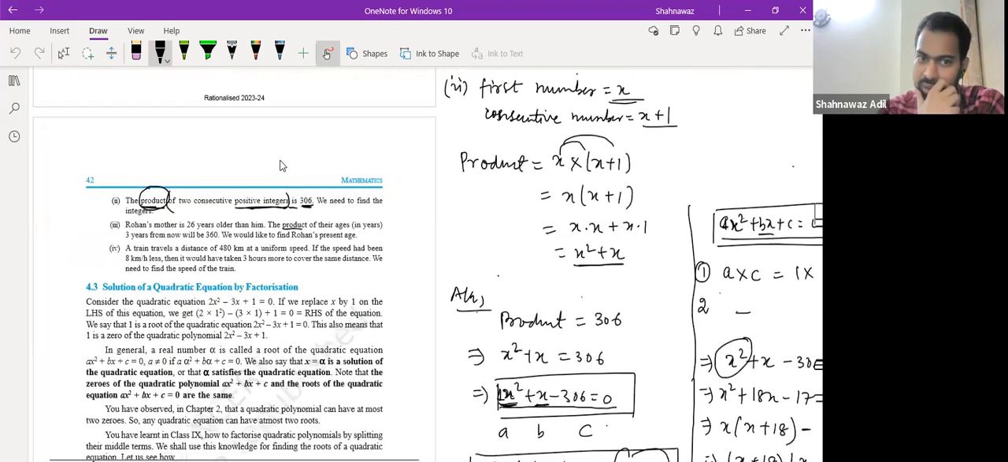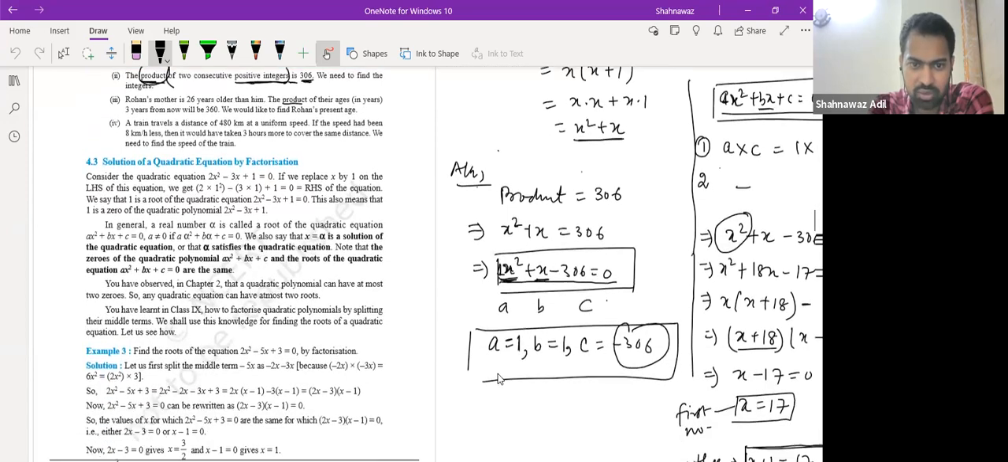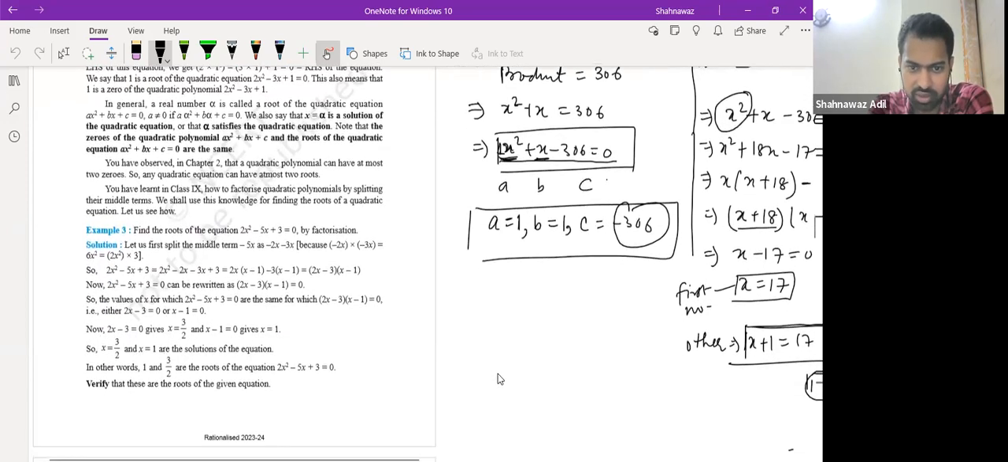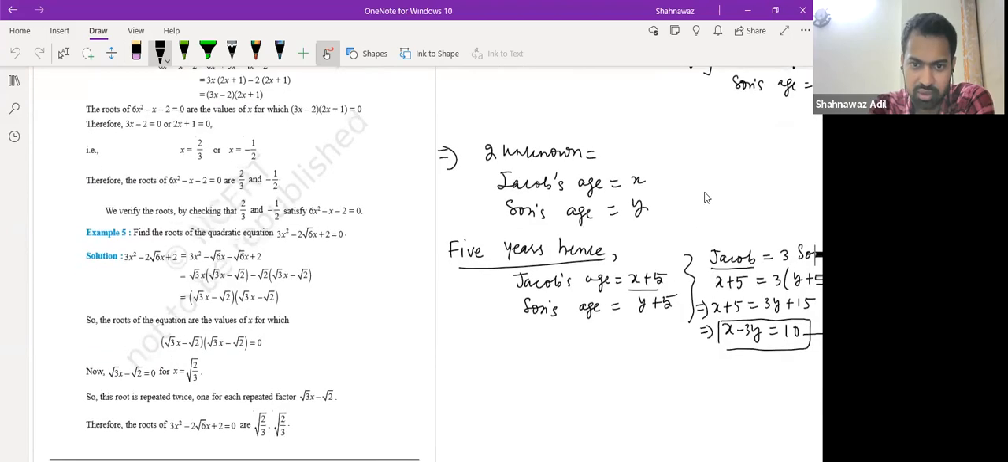In this chapter, do you have any more doubt? No, I don't think so. Okay, so the next chapter is the factorization method. This we know already, right? The concept of this method we know already. So let us do some questions.